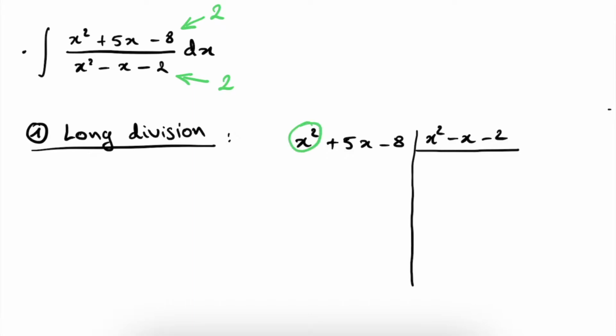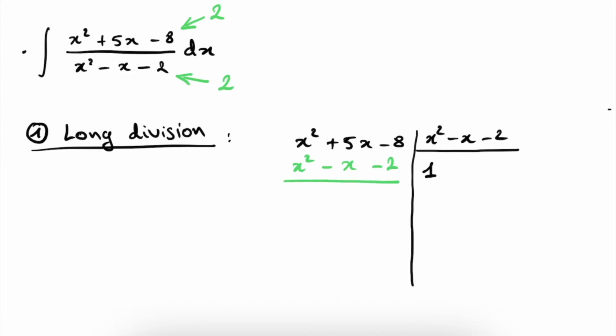First, we divide this term with this term, and we get our result 1. Then we multiply this 1 with each term of the polynomial right here. And we write the result beneath this polynomial. So we get 1 times x squared, which is of course x squared. 1 times minus x is minus x. And 1 times minus 2 is of course minus 2.